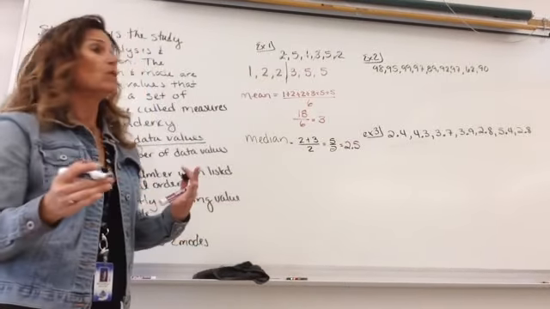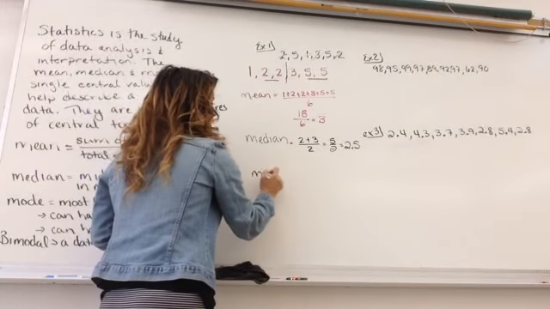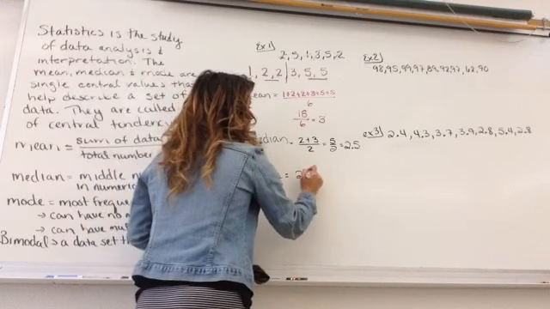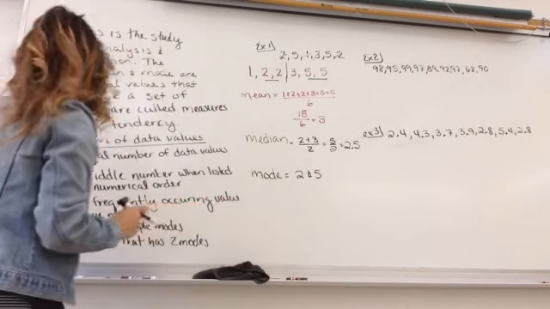Mode. I look to see what repeats. I have 2 2s and 2 5s. So my mode is 2 and 5. They both repeat the same amount.